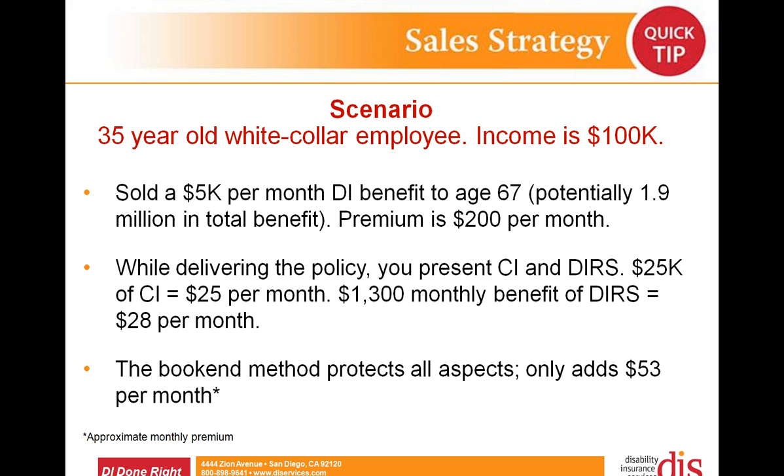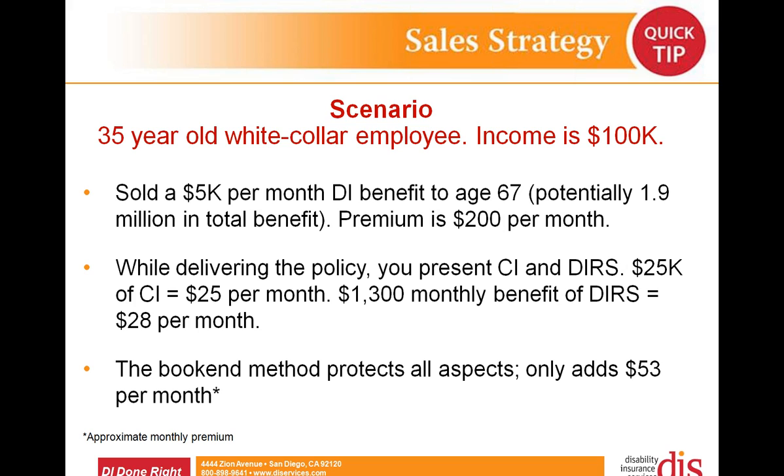Well, what our agent did was, while delivering the policy, he also brought with him a critical illness quote and a DIRS quote. We did the average, the $25,000 lump sum of critical illness, which ended up being about $25 per month, presented that to the client, and then also took the maximum he could receive on the DIRS product, which happened to be $1,300, and that cost about $28 per month, and presented that to the client.